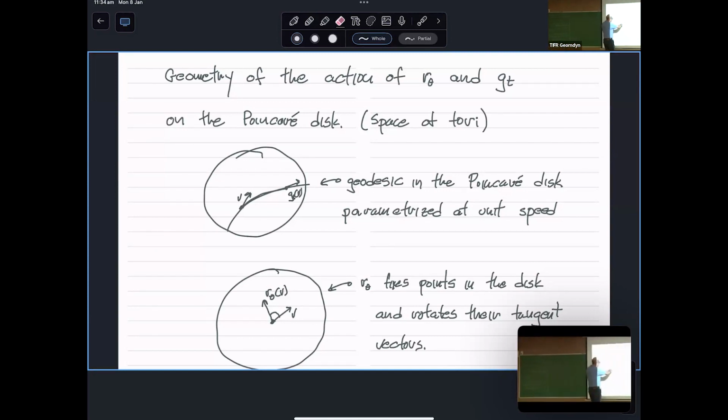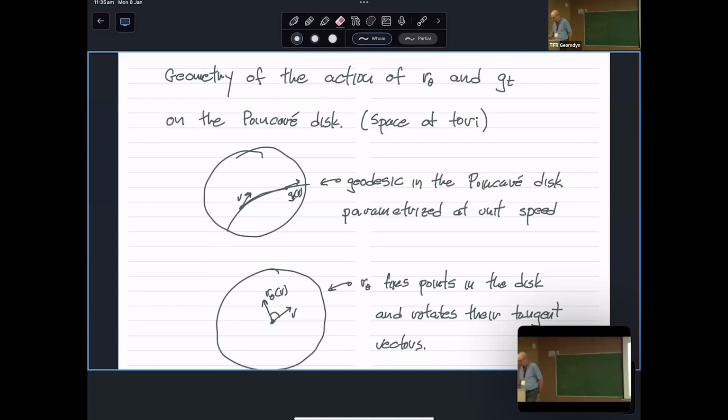G sub t: if you start with a tangent vector and apply g sub t, which is an element of SL2R, it travels along the geodesic determined by that tangent vector for a distance of t. Then you look at that point and the corresponding tangent vector. The 2 in the definition is chosen so that this geodesic is parameterized at unit speed. Okay, r sub theta: you start with a point in the disk, and you're just rotating the direction, fixing the point.